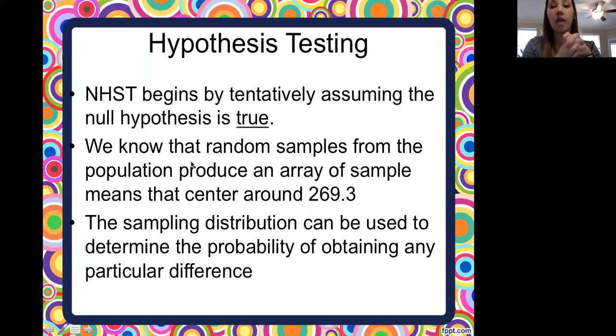So in our steps with NHST, we begin by tentatively assuming that the null hypothesis is true, and then we gather data and determine whether or not it is. We know that random samples from the population produce an array of sample means that center around that population mean of 269.3. The sampling distribution can be used to determine the probability of obtaining any particular difference. So basically what this is saying is that we use our t-table that I showed you earlier to determine the probability of obtaining certain sample means. So that's what we use that for.